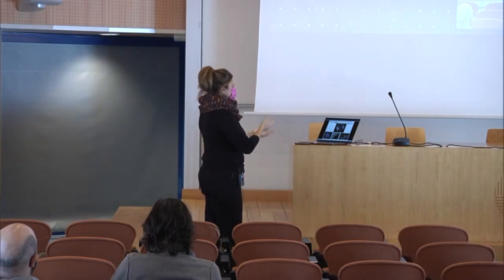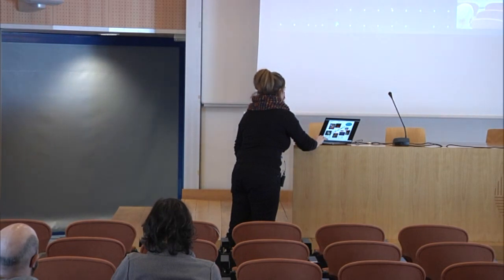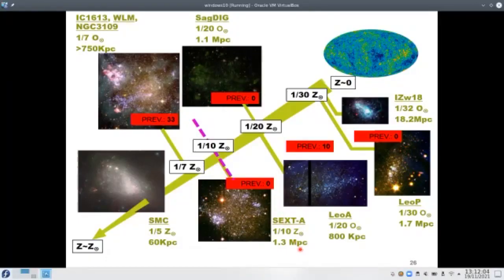So what happened in IC1613, and actually, if you noticed, for some galaxies I was using this symbol, meaning I was scaling oxygen to the solar oxygen value. And for some other galaxies like Sextans A, I was using the Z value. And this is not a mistake, this is on purpose. So in IC1613 and the other galaxies with 1/7 solar oxygen abundance, what happened is that HII regions were telling us that the oxygen content was very poor.